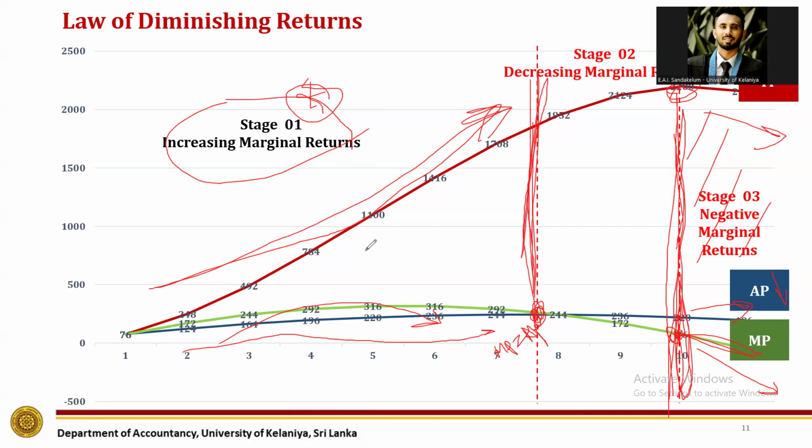So the reason is, looking at this side, the MP curve is higher than the AP curve. Marginal productivity is higher than the average productivity.